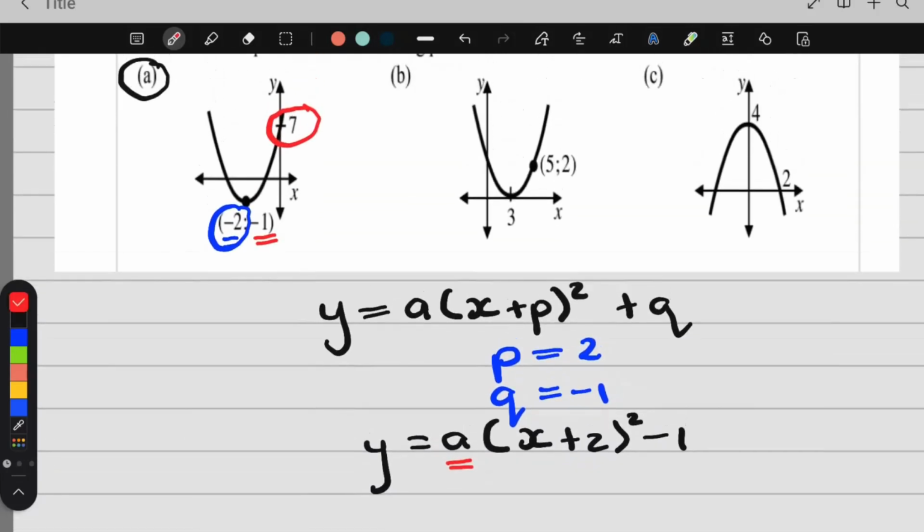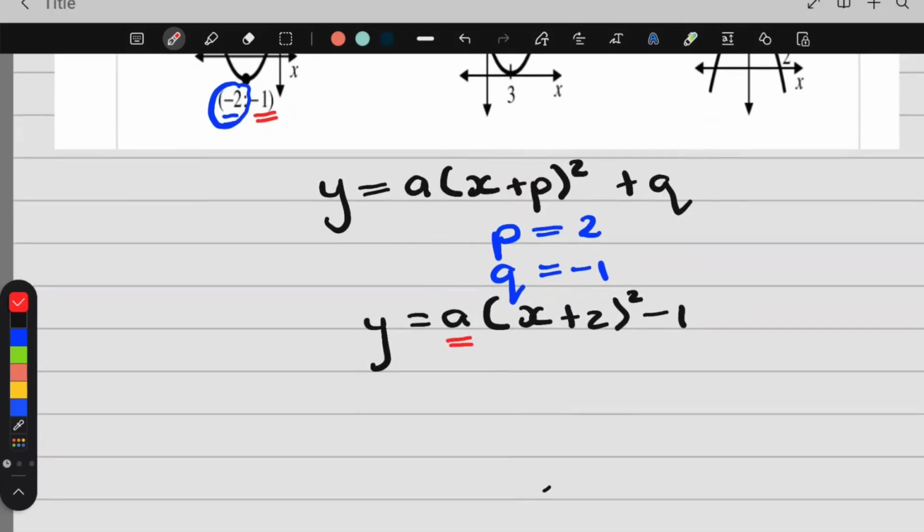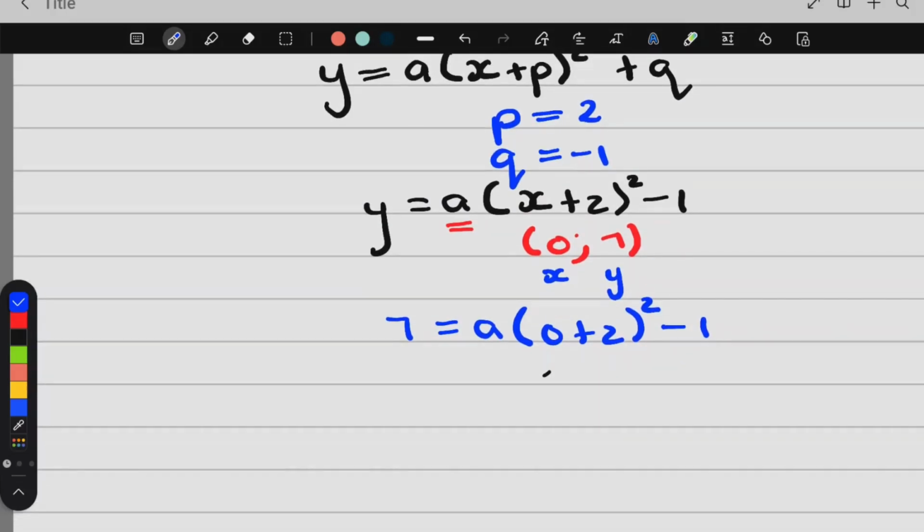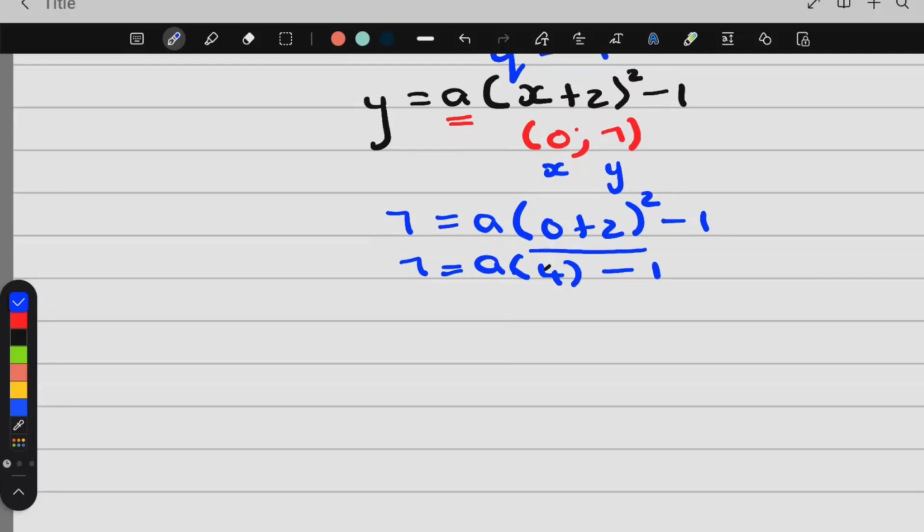So when I look at my function here, the point I have here is this 7 over there. And the y-intercept I write down as (0, 7). So wherever I have an x, I'm going to write 0. And wherever I have a y, I'm going to write 7. So this becomes 7 is equal to A(0 + 2) squared minus 1. Okay, now I'm going to solve for A. So this stays 7. A, this whole thing here becomes 4. And then I still have minus 1. Then I bring the 1 over, so it's 7 plus 1.